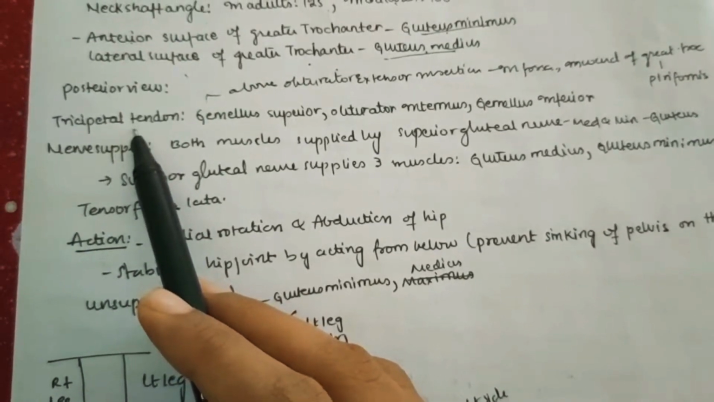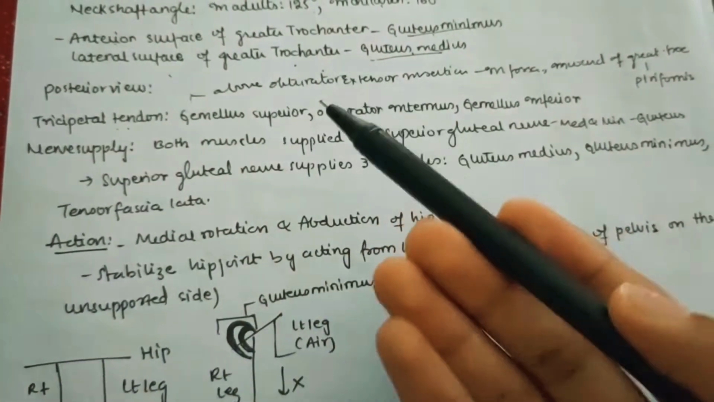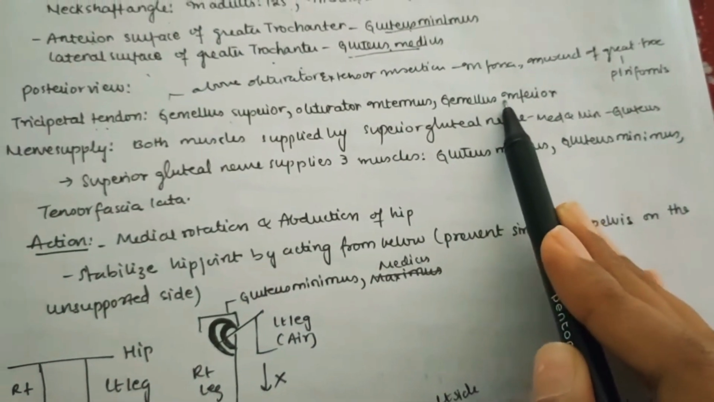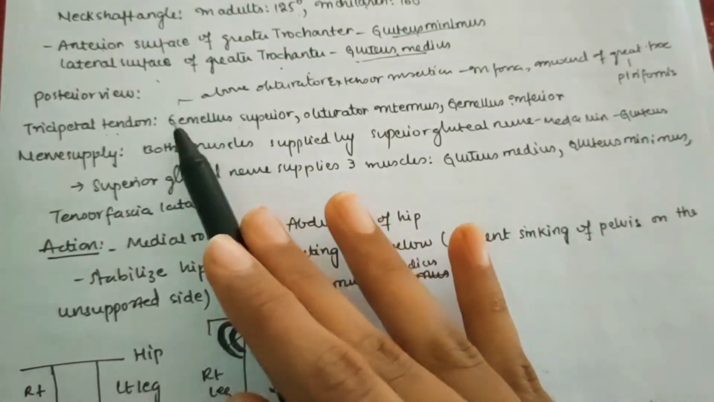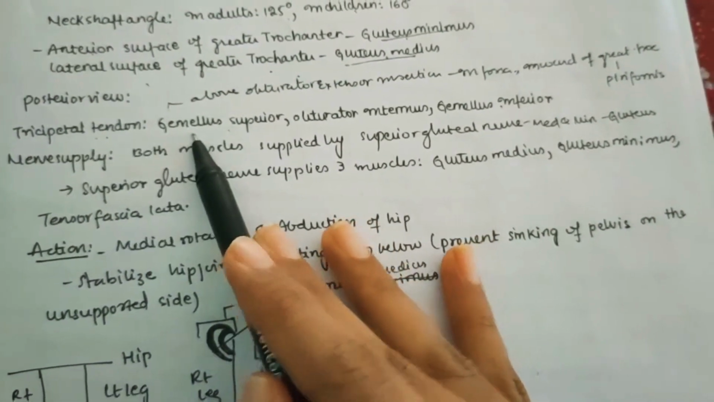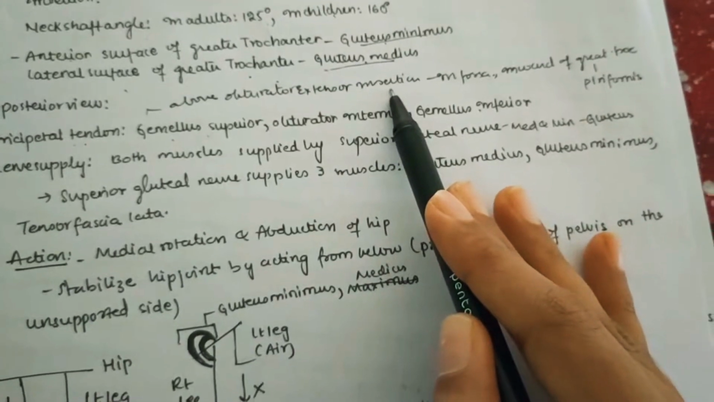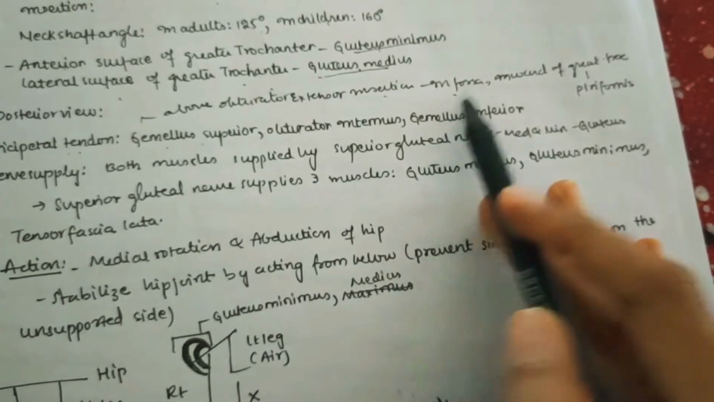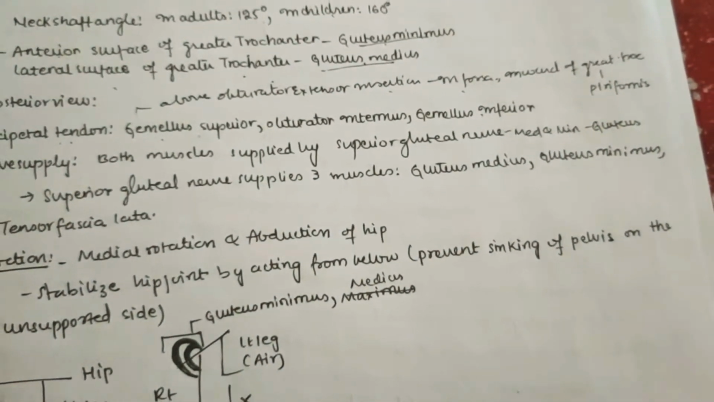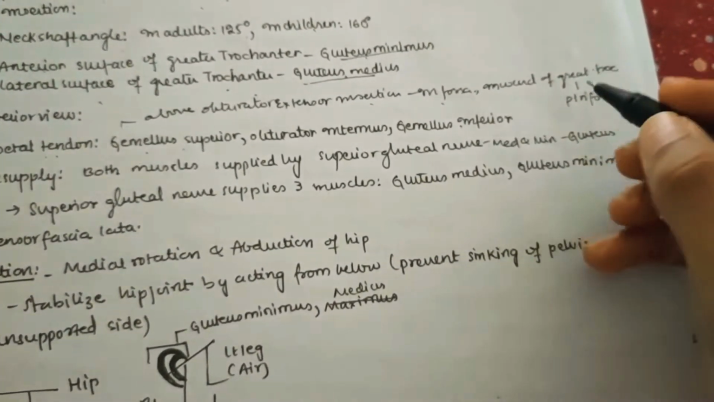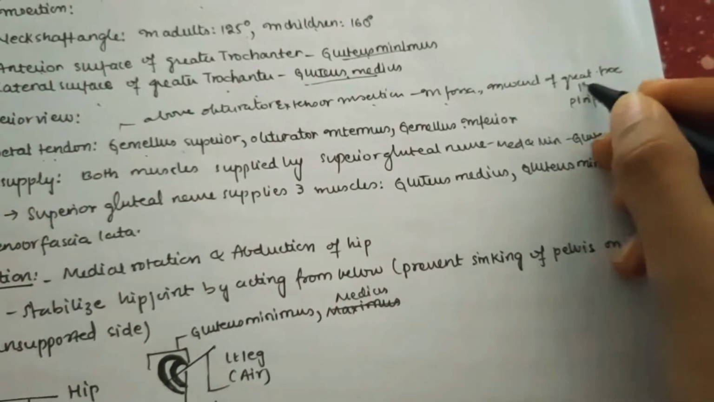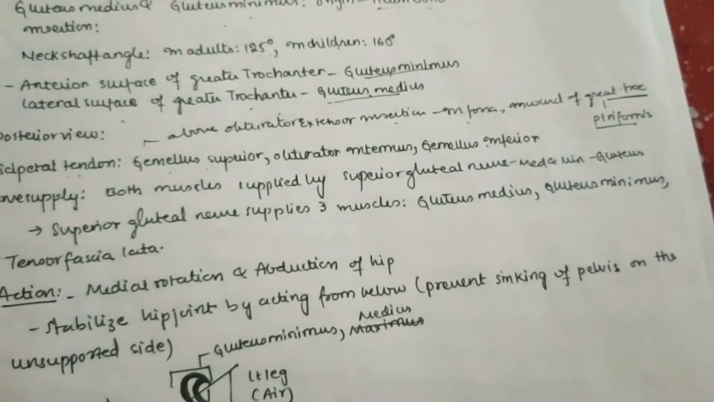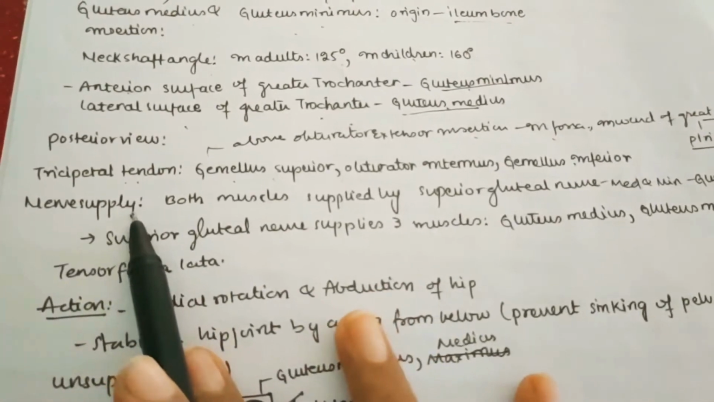As I said, the tricipital tendon is attached on the posterior view just below the piriformis, right? This tricipital tendon consists of gemellus superior, obturator internus and gemellus inferior, okay? And below this tricipital tendon there is the obturator externus insertion which I have shown, especially in a fossa, and the inward aspect of the greater trochanter will give insertion to piriformis. I already showed in the diagram, right?